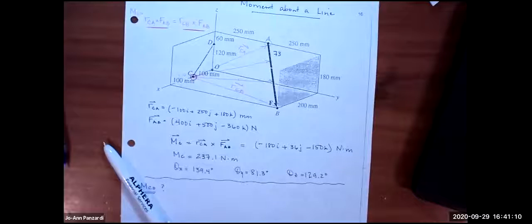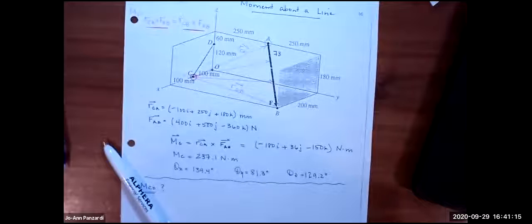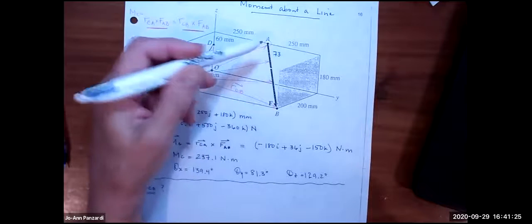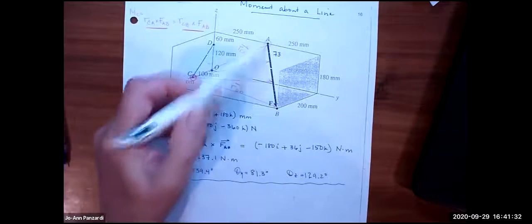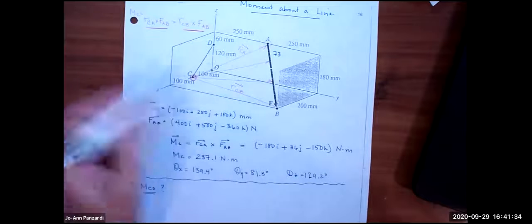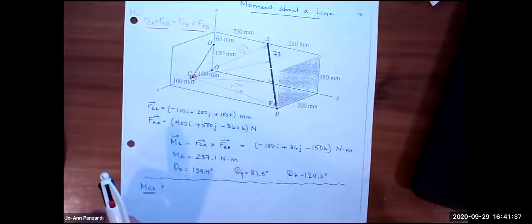Does it matter if you write the forces as FAB or FBA? Yes, it does. Because now you're flipping the direction of the force. Think about it. In this case, I'm finding the moment about point C, it's going to go this way, right? Clockwise. If the force is going in the other direction, the moment's going to be counterclockwise, right? Does that make sense, Jordan?